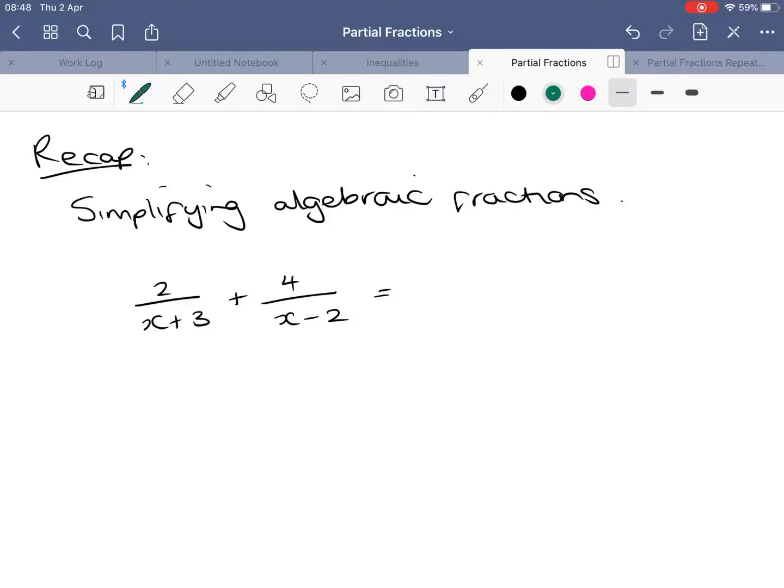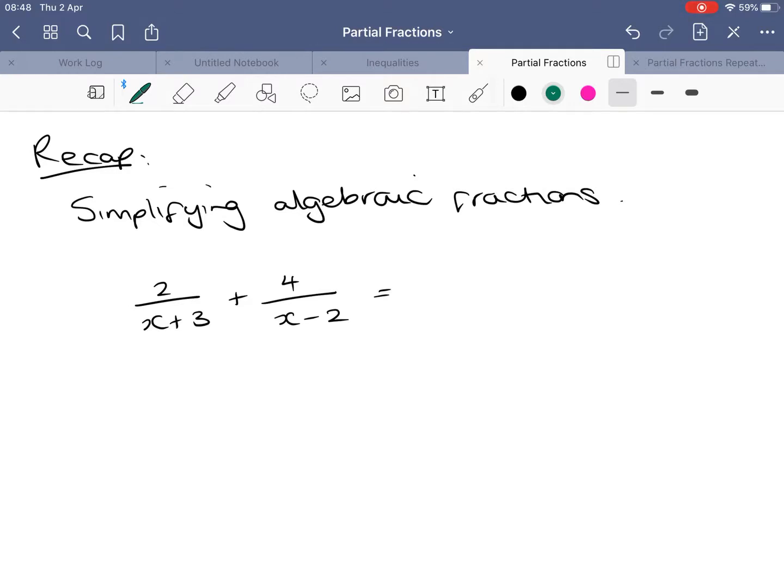Okay, so today we're going to look at a topic called partial fractions. It's in the first chapter of the Year 13 book. But before we do that, we're just going to recap on something that we did back at GCSE, which was simplifying algebraic fractions. And at GCSE, we might have had a problem that looked like this one.